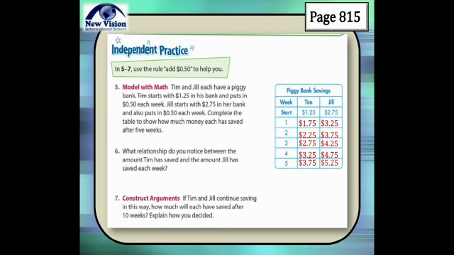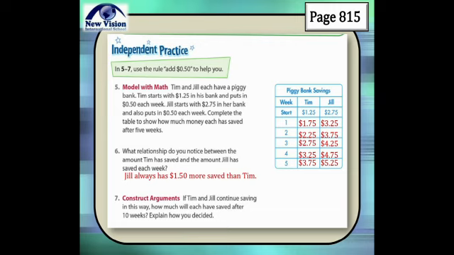Number 6. What relationship do you notice between the amount Tim has saved and the amount Jill has saved each week? Jill always has $1.50 more saved than Tim.